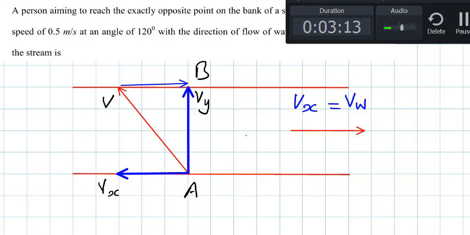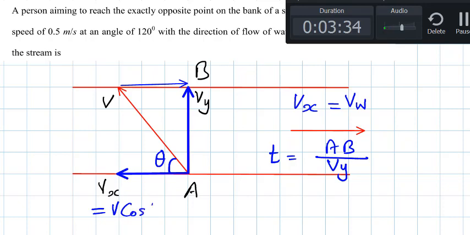So how to find the time taken to cross? The time taken to cross is nothing but the distance AB divided by the velocity in that direction, which is called Vy. Now assume that some angle is given. Suppose that this angle is theta. If this is theta, then we can see that this Vx will be equal to V cos theta, and this Vy will become equal to V sin theta.